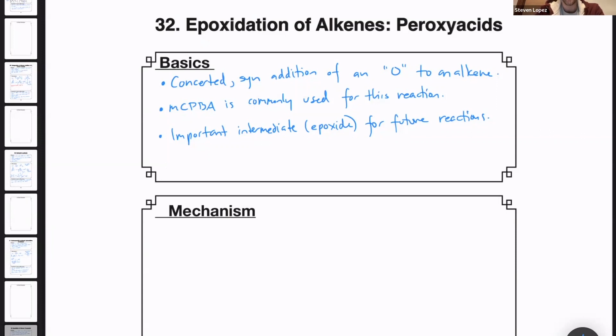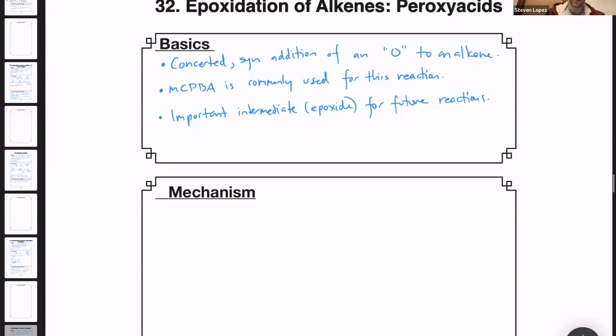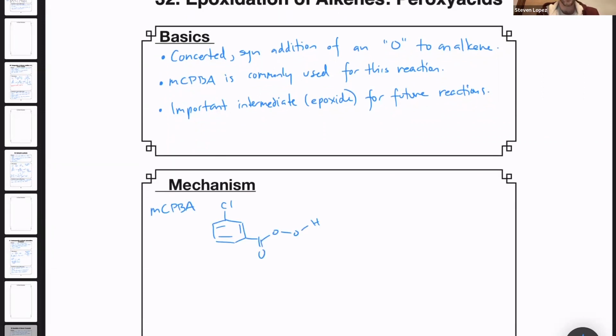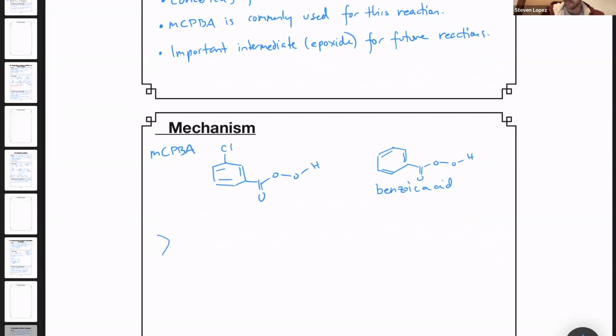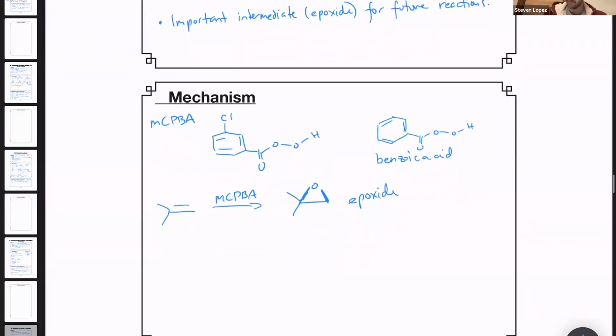reagent for this reaction. So let's first introduce what MCPBA is. So this is metachloroperoxybenzoic acid. And you'll see that this molecule is related to benzoic acid, the parent molecule. And suppose you have the addition of an alkene plus MCPBA to afford then this epoxide. MCPBA and a solvent that'll dissolve your reactant and reagents. So this is the mechanism.